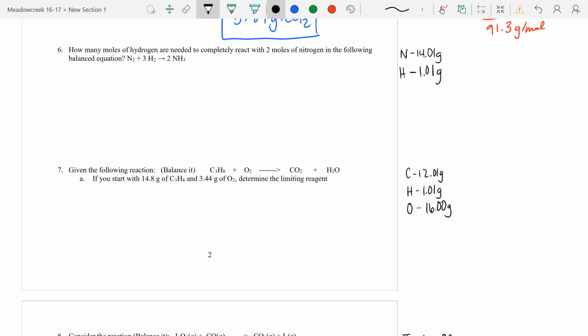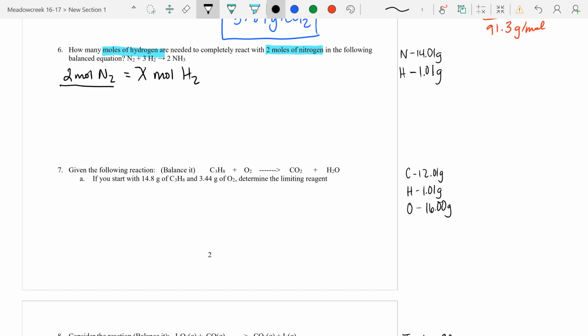So question number 6 says, how many moles of hydrogen are needed to completely react with 2 moles of nitrogen in the following balanced equation? So what we're going to do is start off with what's given to us. They give us 2 moles of nitrogen, and they want to know how many moles of hydrogen there are. So I'm going to take my 2 moles of nitrogen, which is going to be N2, and set it equal to my X moles of hydrogen. And I'm reminded that they are diatomic, as in N2 and H2, by my balanced chemical equation here.